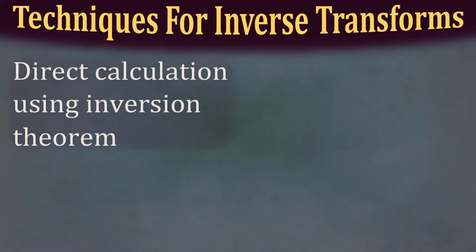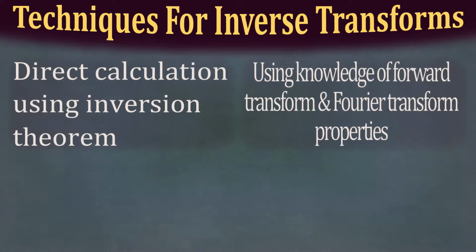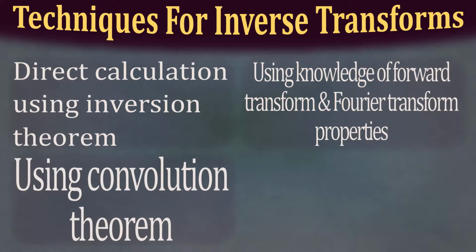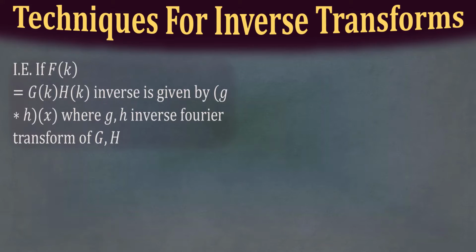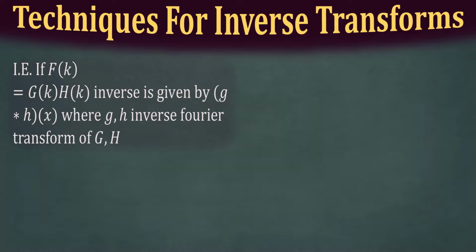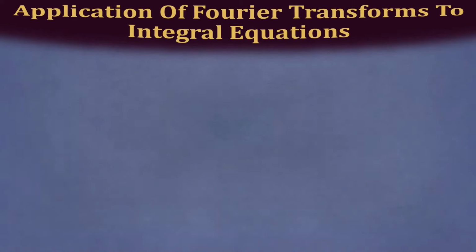Now, let's discuss techniques for inverse transforms. First, there is direct calculation using the inversion theorem. Second, there is using knowledge of a forward transform and Fourier transform properties. Or third, there is using the convolution theorem. It says if our function to invert f tilde(k) can be written as the product of two functions, i.e. if f tilde(k) is equal to g tilde(k) times h tilde(k), then the inverse is given by g convolute h(x), where g and h are the inverse Fourier transforms of g tilde and h tilde.